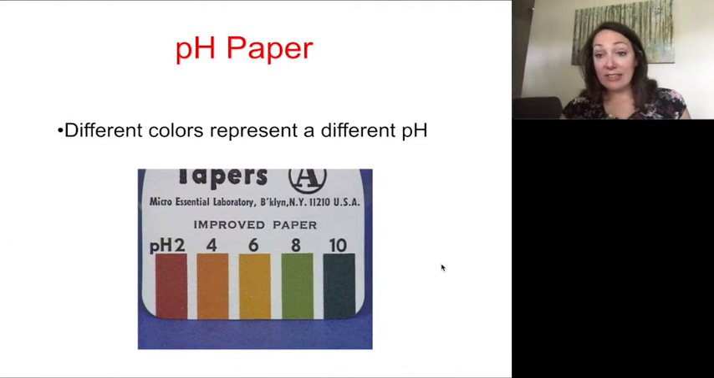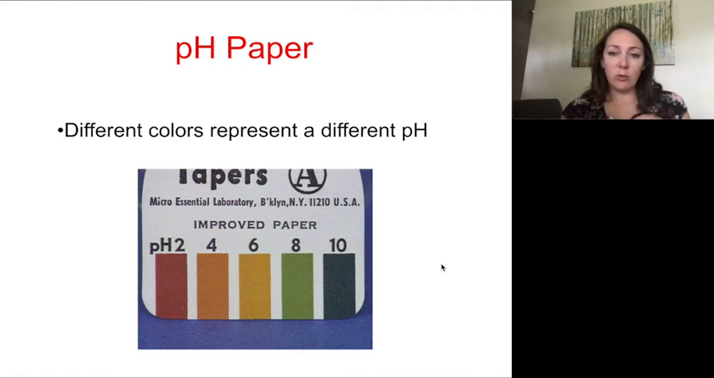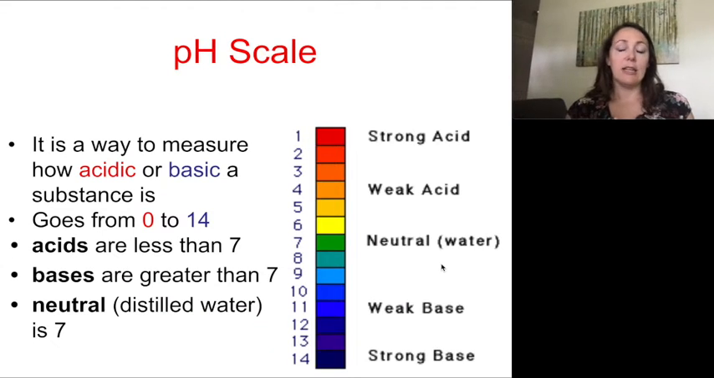In pH paper, this is nice because it's paper like litmus paper, but if you dip it into a solution, it will tell you what the pH of the liquid is, so how strong the acid or the base is. The pH scale is a way to measure how acidic or basic the substance is, and it goes from 0 to 14.